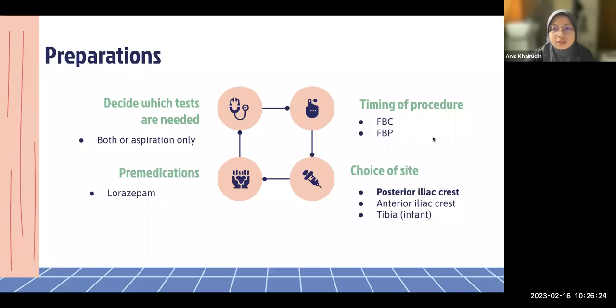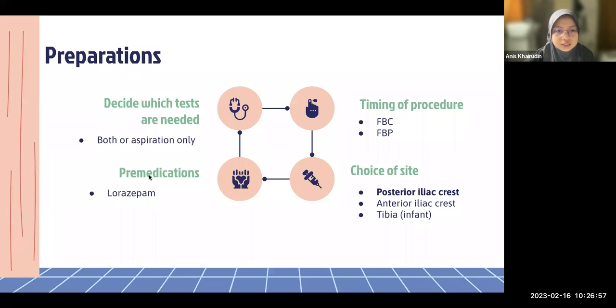Okay, thank you, doctor. And then, of course, we need to determine the choice of site to do the aspiration and biopsy. For pediatric patients, there are 3 options, but the most common one used is the posterior iliac crest. The tibia is only used in infants. In adults another choice is the sternum, but in pediatrics it is contraindicated. So mostly we'll choose the posterior iliac crest as the site.